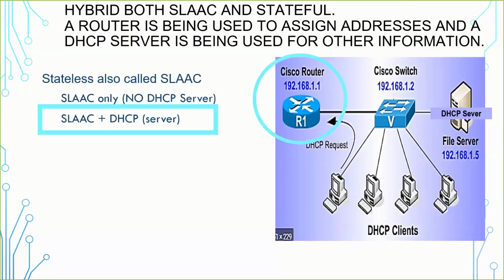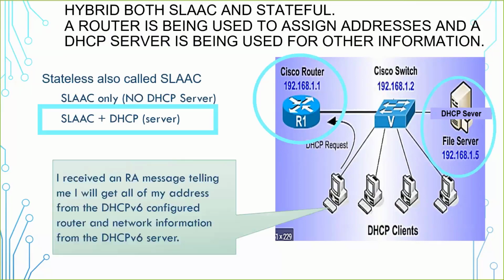So what happens, right, is I'm using both. Now the client starts sending solicitations. And it's like, hey, I need an address. I need an address. The router responds with an advertisement, and it tells it, well, you're going to get your address from me, the DHCP configured router. I'm going to provide that, which really means you're doing it yourself because of EUI 64, which I'll explain. But you're going to get the rest of the information from the actual DHCP server that is on this network.